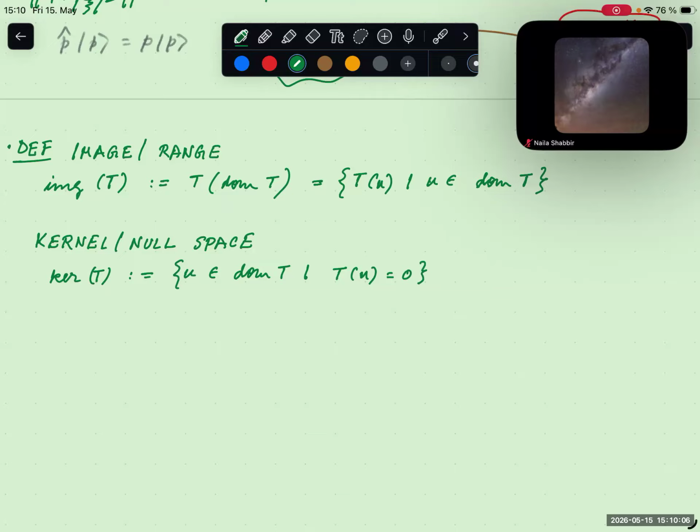All right. And both of these, the kernel of T and the image of T, are linear subspaces of our Hilbert space.